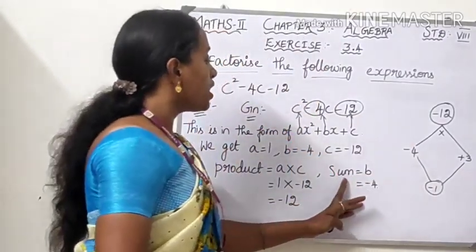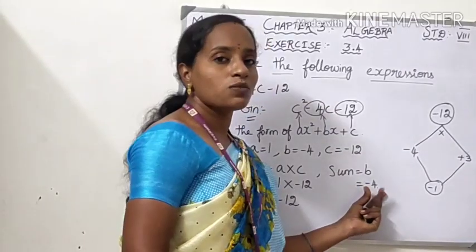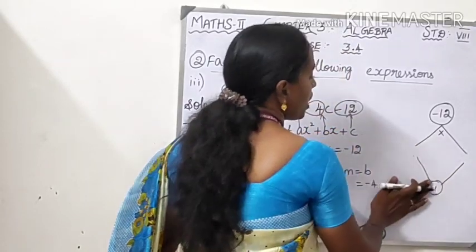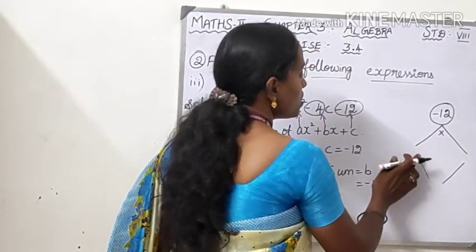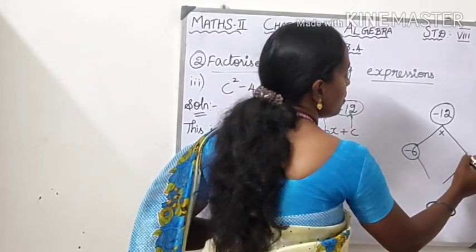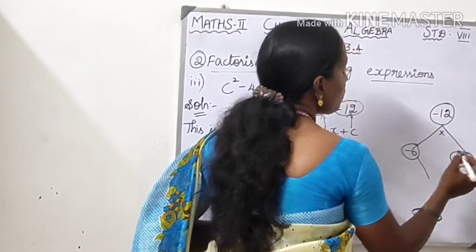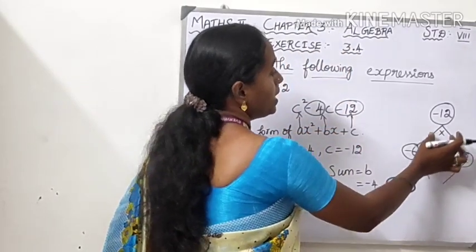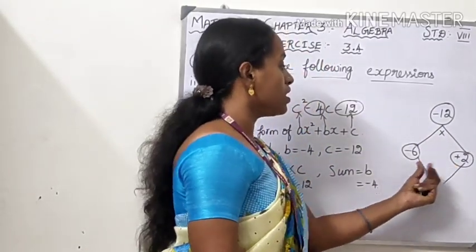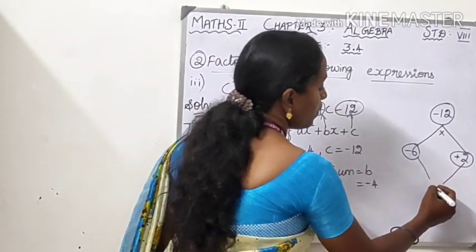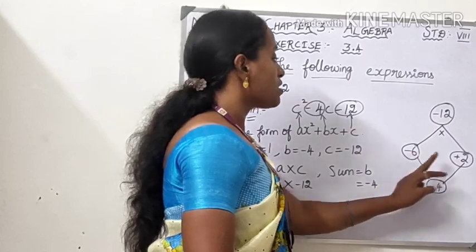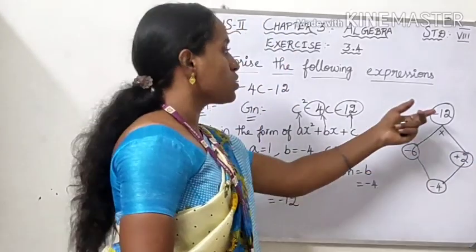But you can check here in your question, the sum value should be minus 4. So we cannot take this minus 4 and plus 3. So let us try with any other two integers to find out our value. Now let me try with this minus 6 and plus 2. When you multiply these two integers, you are getting minus 12. When we add these two numbers, minus 6 and plus 2, we will be getting the value as minus 4. So we can use this minus 6 and plus 2 as our factors for this.